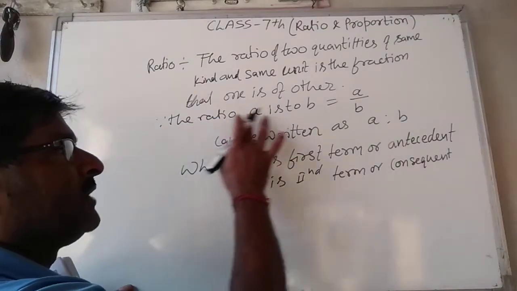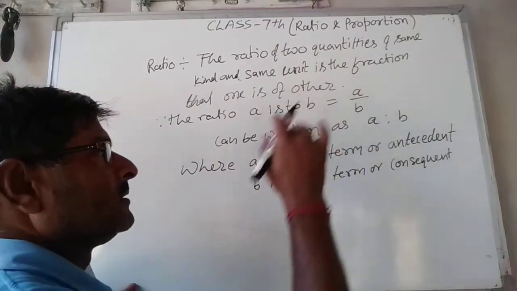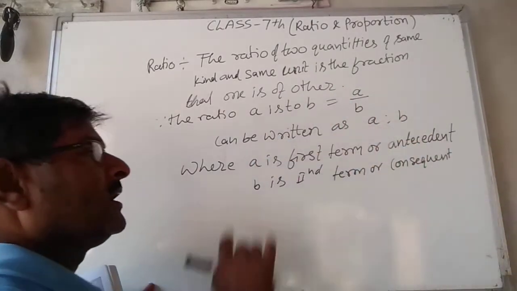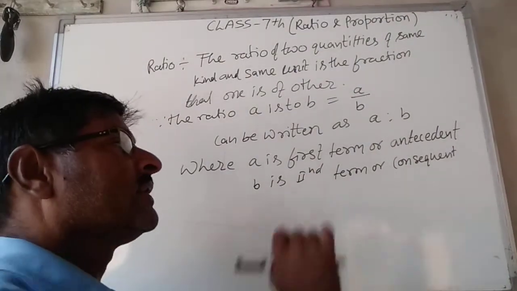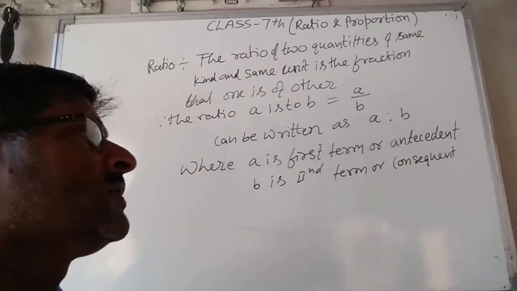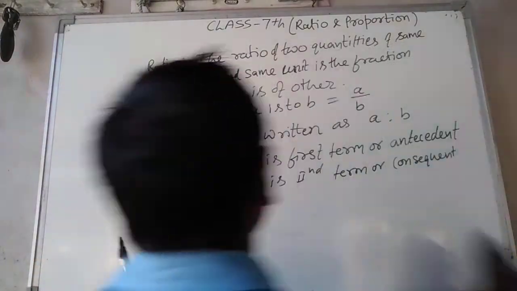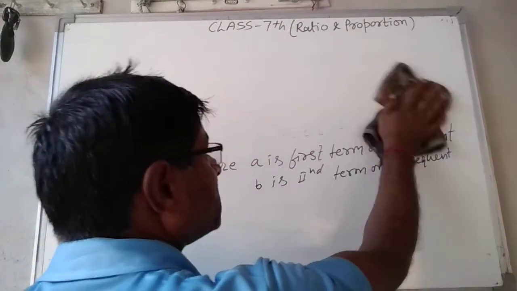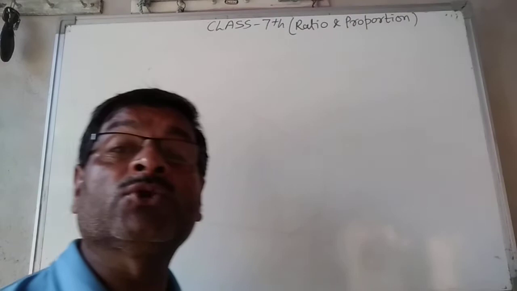If the ratio is a to b, it can be written as a upon b or as a:b, where a is known as the first term and b is known as the second term, or the antecedent and the consequent are the names. So this is the ratio. Now we will learn some applications in which form we can use this ratio.